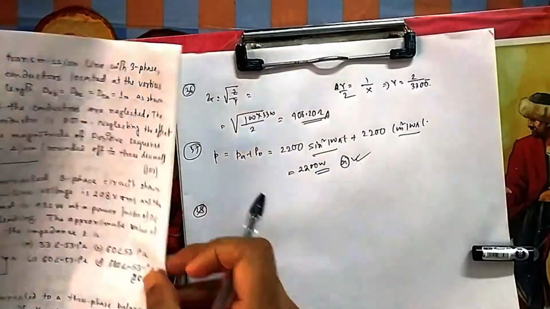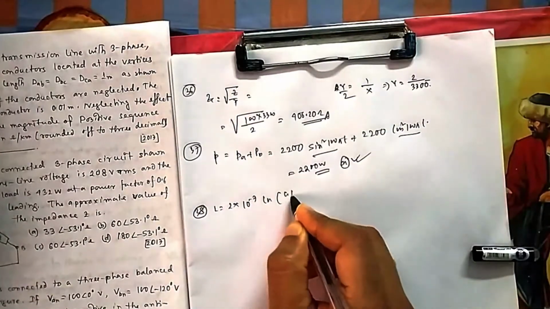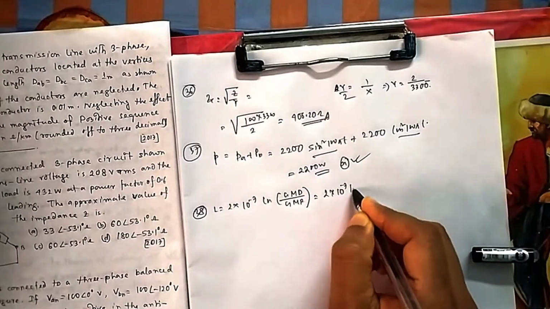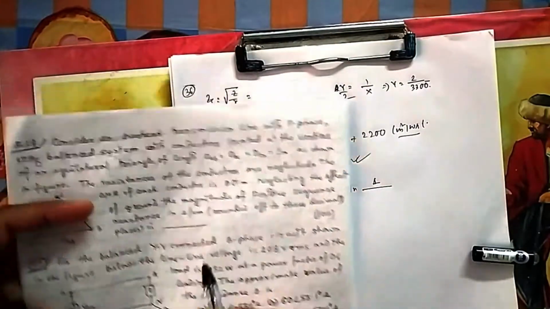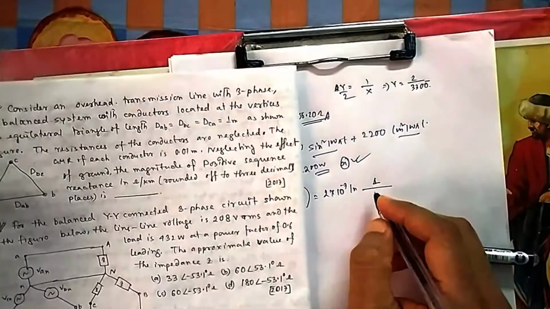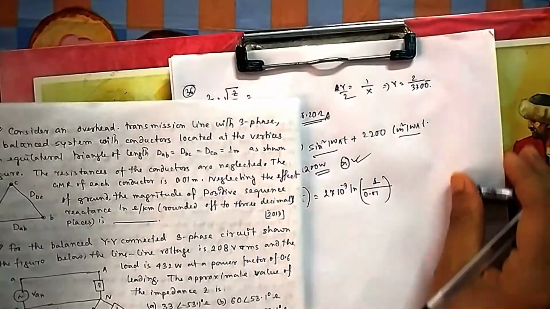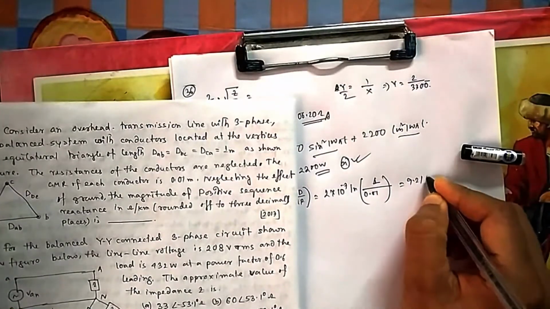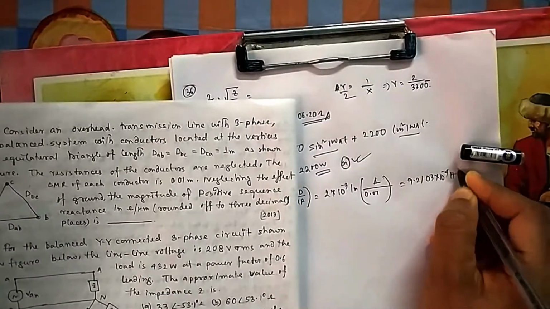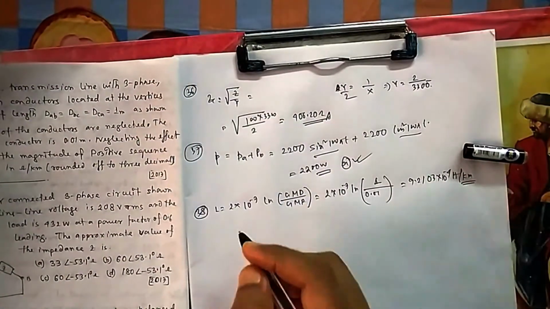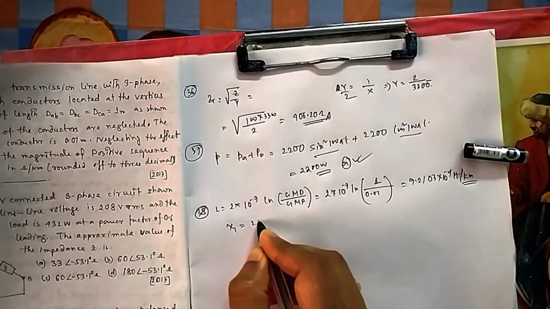Okay, so what will be the L of this one? It is 2 into 10 to the power minus 7 into ln GMD by GMR. So 2 into 10 to the power minus 7 ln, what is your GMD? GMD is 1, since each gap is 1 meter, and GMR is given 0.01. So if you calculate, you will get 9.2103 into 10 to the power minus 4 Henry per kilometer, if you change it from meter to kilometer. Then your X1 will be equal to 2 pi f L.